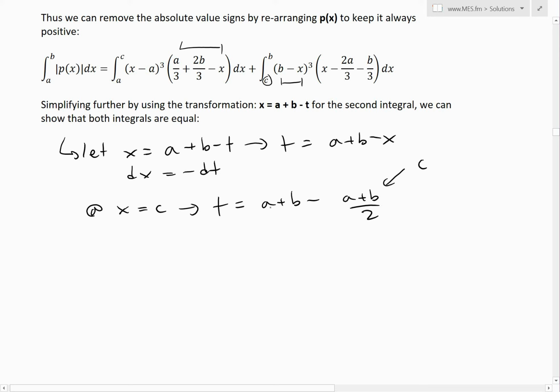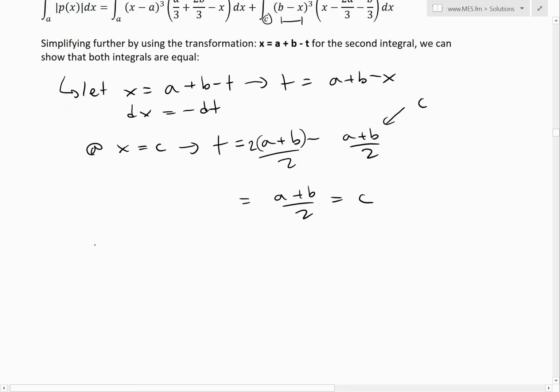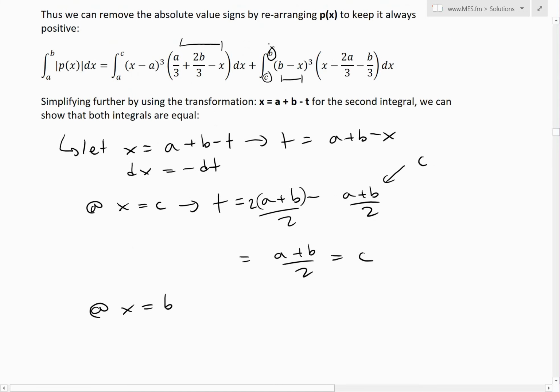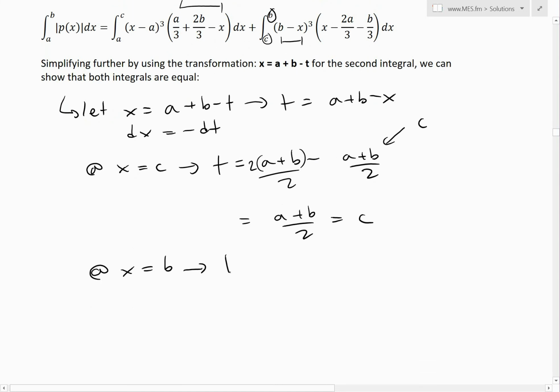And again, I will write the common denominator here, 2 over 2. And as you can see, this is just subtracting the same thing. So this just equals a plus b over 2, which equals c. So we haven't actually changed that value. So now at x equals b, that's this part here, we get t is equal to a plus b minus b, which equals a.